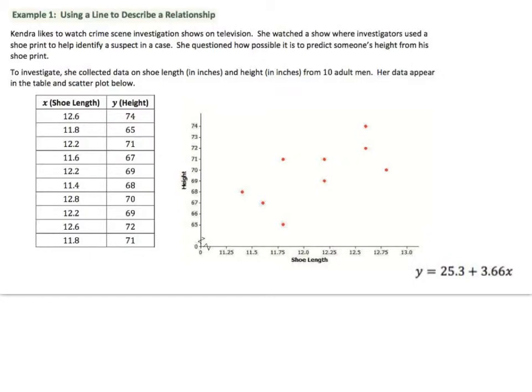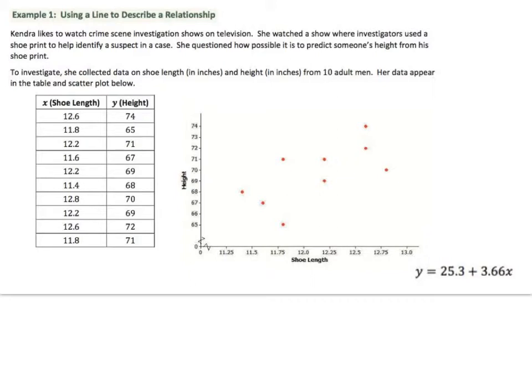Kendra likes to watch crime scene investigation shows on the television. She watched a show where investigators used a shoe print to help identify a suspect in a case. She questioned how possible it is to predict someone's height from his shoe print. To investigate, she collected data on the shoe length in inches and height in inches of 10 adult men. Her data appeared in the table and scatter plot below.